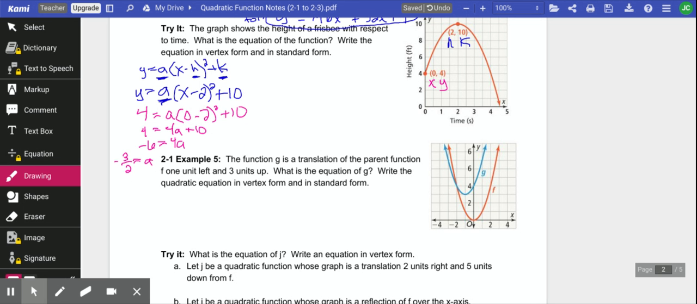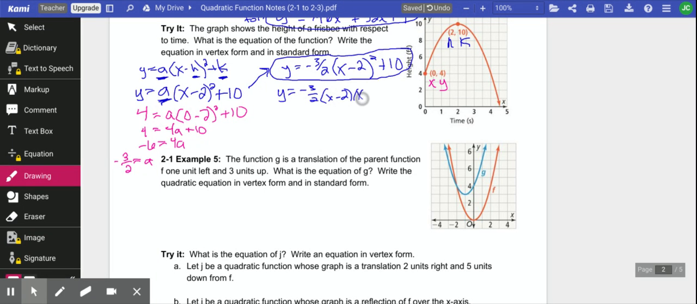Okay, so now go back to this equation here in blue. I'm going to write it up here. y equals negative 3 halves (x minus 2) squared plus 10. That is our answer in vertex form. They also want the answer in standard form, so we can do that too. So we're going to FOIL (x minus 2)(x minus 2).